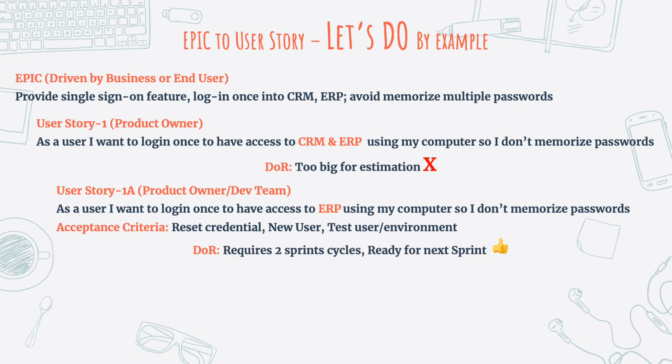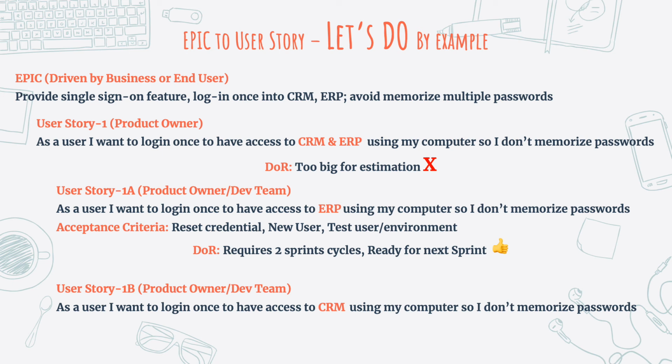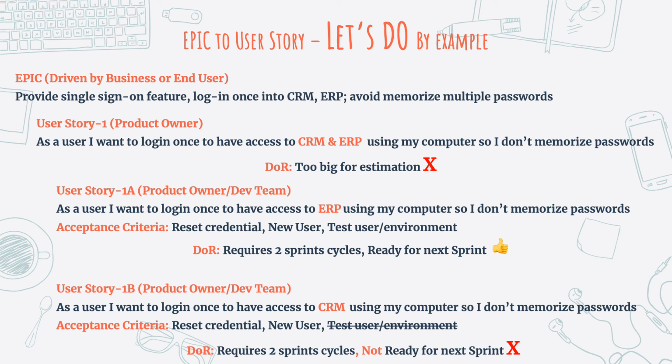Upon further evaluation, the ERP team refines the acceptance criteria, such as ability to reset credentials and create new users, and they also verify the availability of testing users in the test environment. They meet the definition of ready to start development and deliver in the next two sprints. The CRM team, on the other hand, determines their test users are not available and the environment is not ready yet. They determine they are not meeting the acceptance criteria and decide to defer development to a later sprint. Guys, if the product management team and the development team did not work towards verifying the definition of ready and evaluating the acceptance criteria properly, they would have been caught by surprise later.